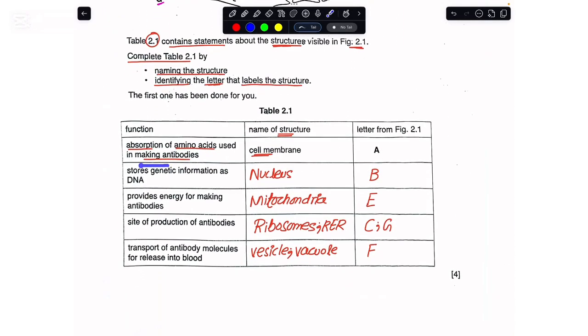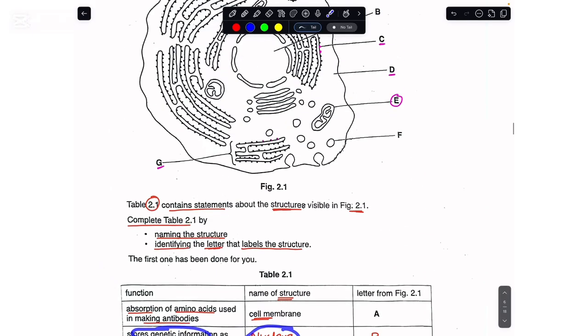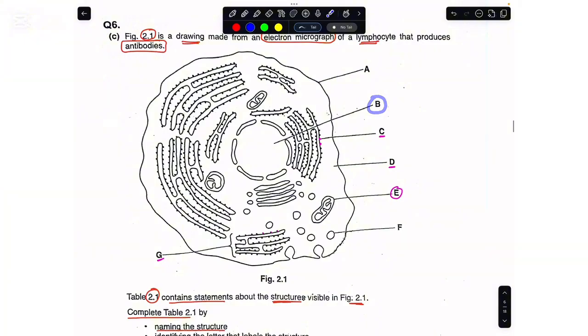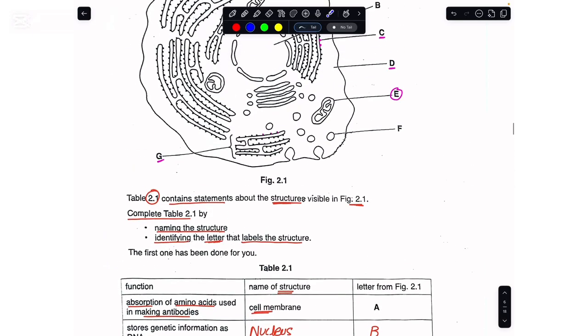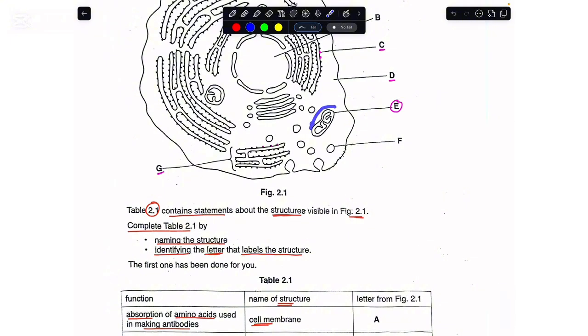They say, what stores the genetic information, and we know this is the nucleus. And the letter I have already indicated, this is B. They say, provides energy for making antibodies. Now, since we need to make antibodies, that would require energy. Energy is always released by the mitochondria with the help of aerobic respiration. And the letter that we have got for the mitochondria is E.